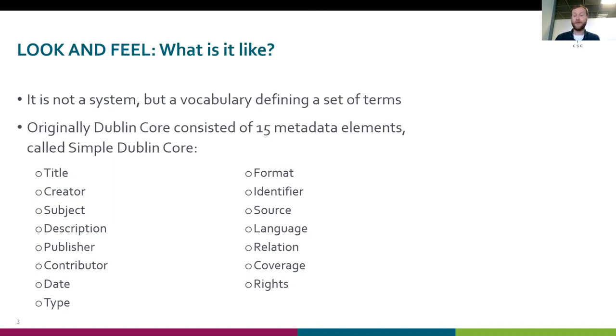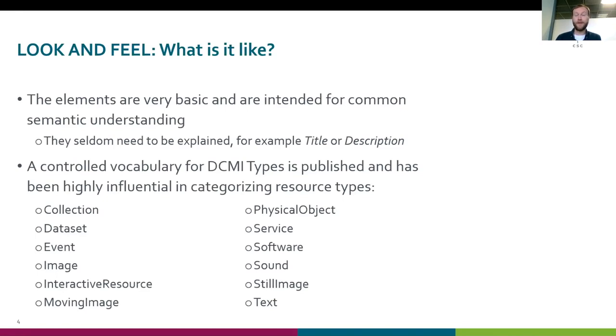The original Dublin Core, also called simple Dublin Core, consists of 15 very basic metadata elements, such as the title of the resource being described, the description of the resource, subjects such as keywords, different kinds of dates, and language metadata, and so on. These are very simple, basic descriptive elements. The idea behind Dublin Core is to create a sense of common semantic understanding and increase interoperability. The elements are usually very self-explanatory, like title and description.